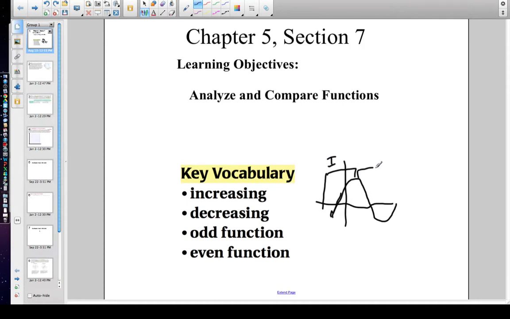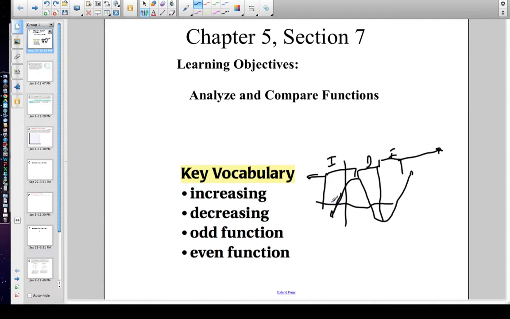And then for this range here, it's decreasing. And then for this range here, we've gone back to increasing again. And then if this was end behavior, that would continue out.